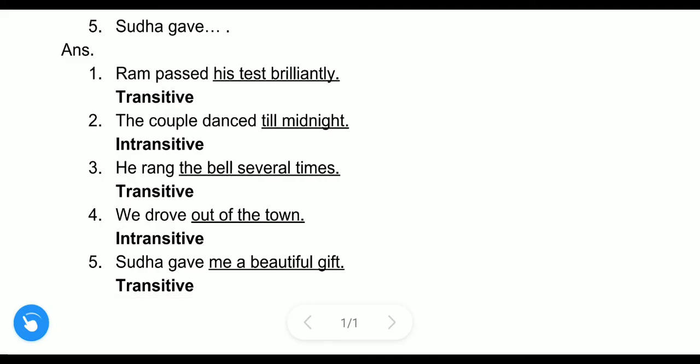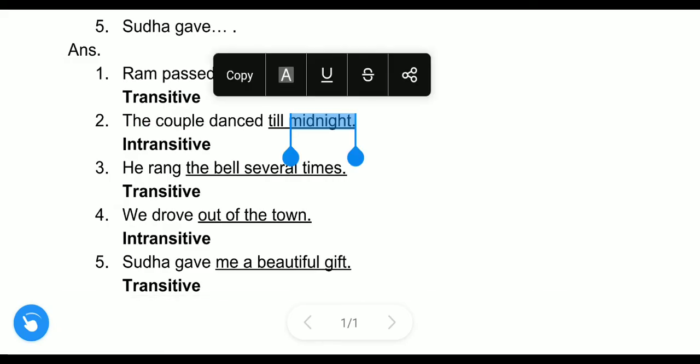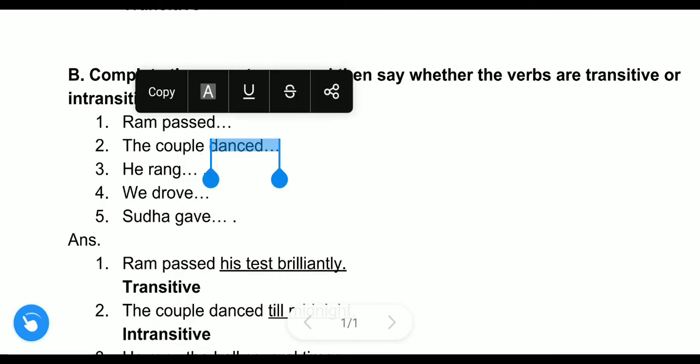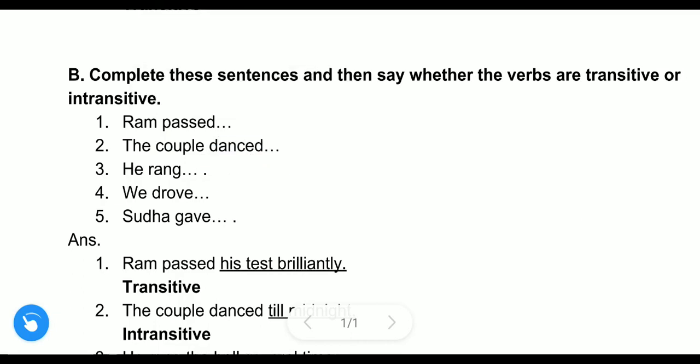Let us discuss the second example. The couple, see, first let us complete this sentence. The couple danced. So this is incomplete. The couple is the subject and danced is the verb. So how will you complete this sentence? Use your imagination, use your knowledge and complete this sentence. You can complete it with the help of any words. So how will you complete? The couple danced on the floor. You can say the couple danced on the stage.